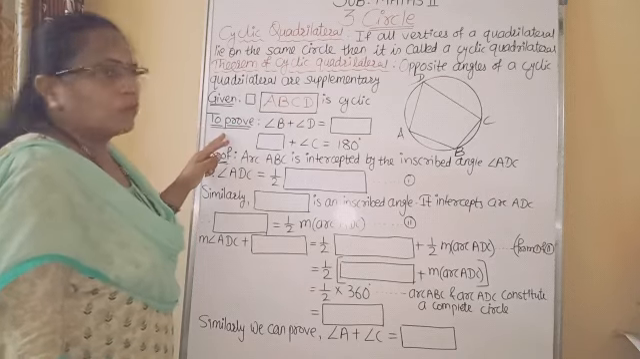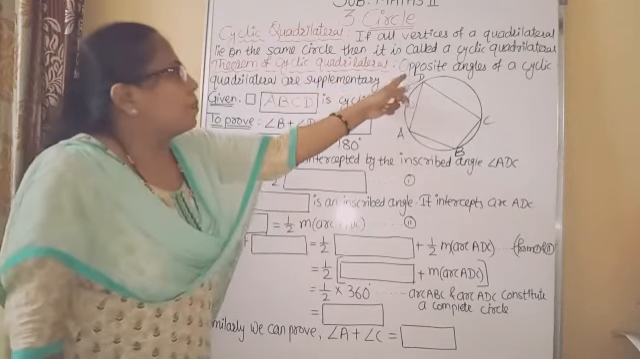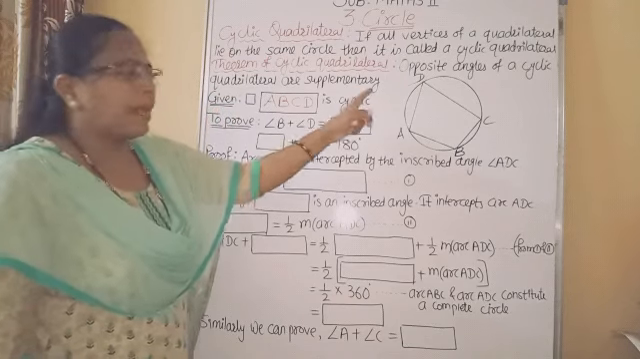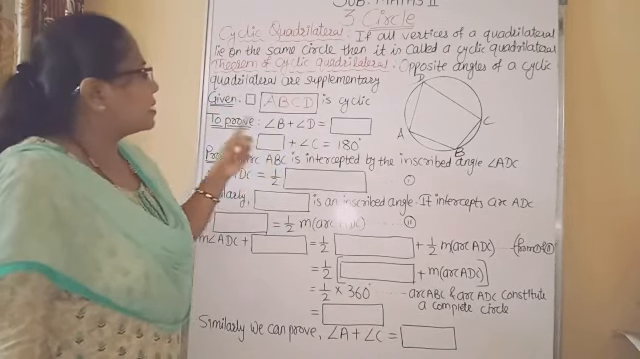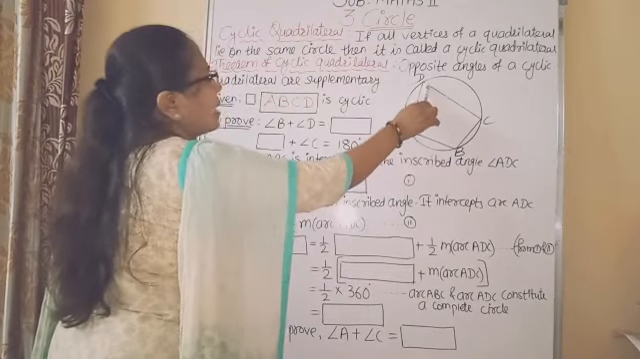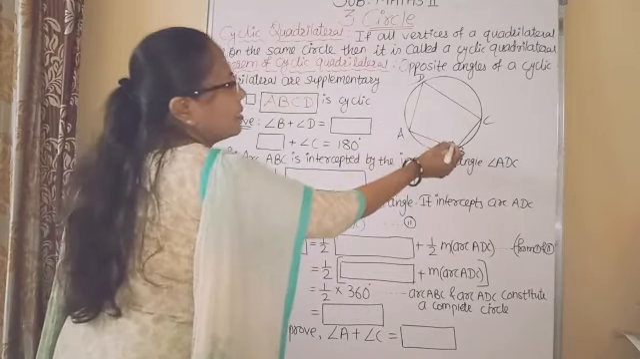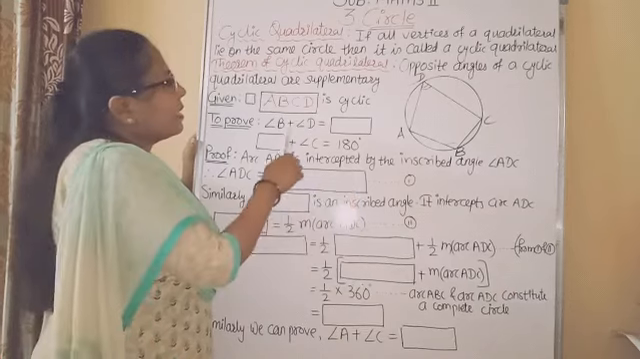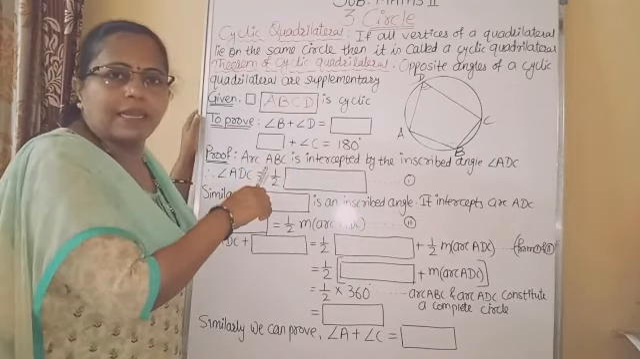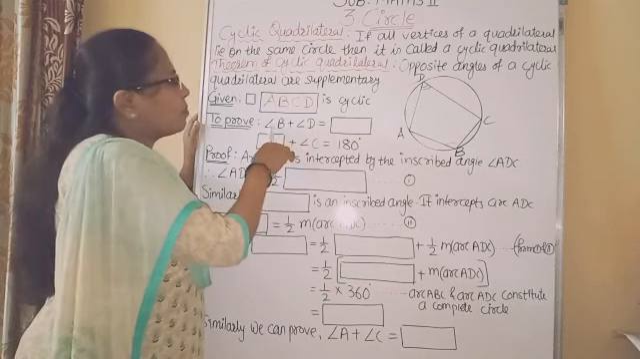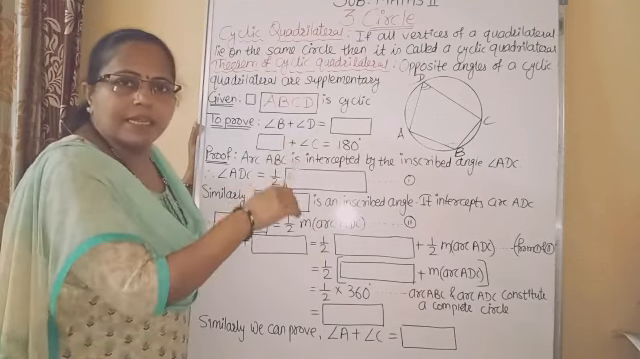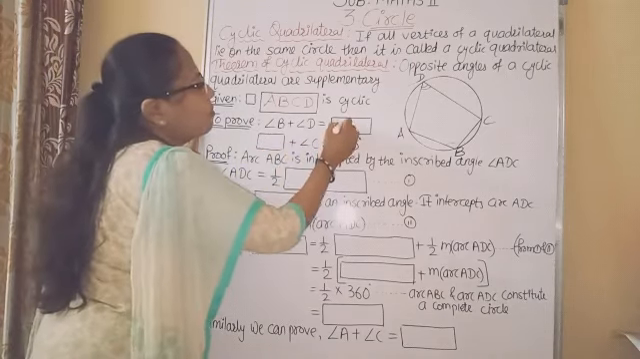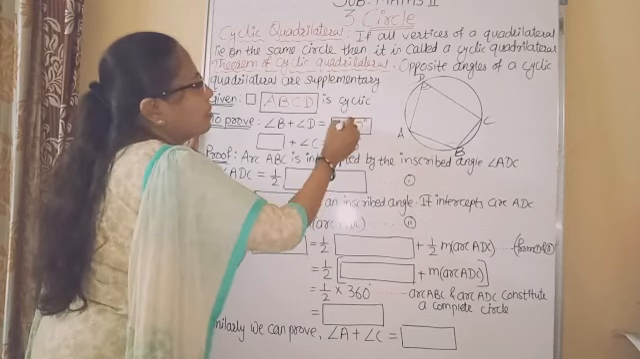Okay. Now to prove, what do we have to prove? Opposite angles of a cyclic quadrilateral are supplementary. So you have to take the pair of opposite angles. The first pair is angle B plus angle D, supplementary. The definition of supplementary angles is, if the sum of the measures of two angles is 180 degrees, then they are called supplementary. So here angle B plus angle D is equal to 180 degrees. Complete this.